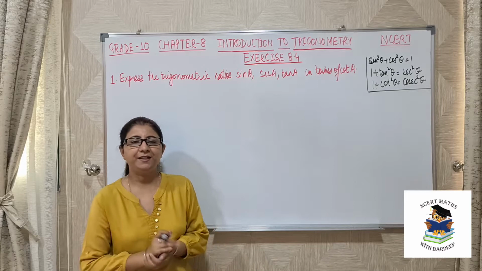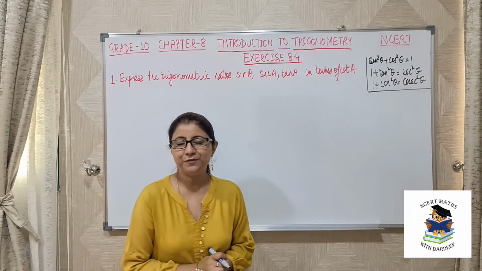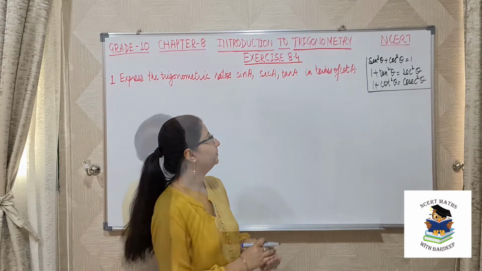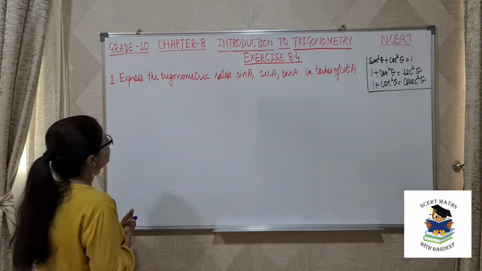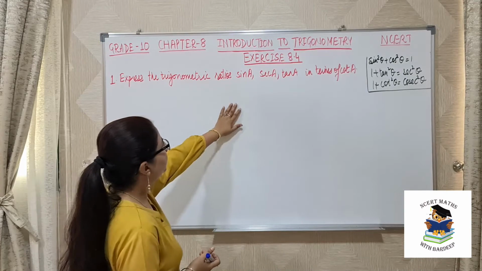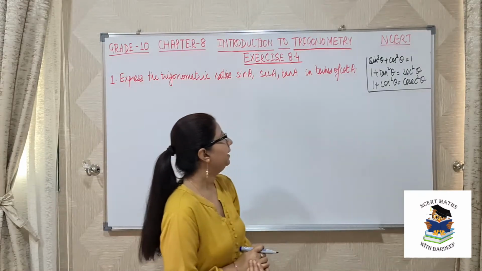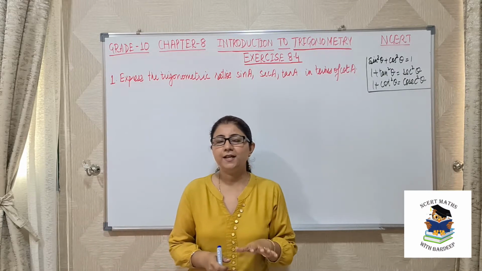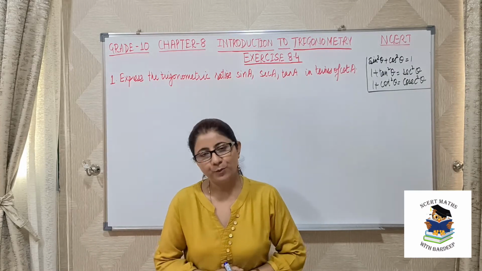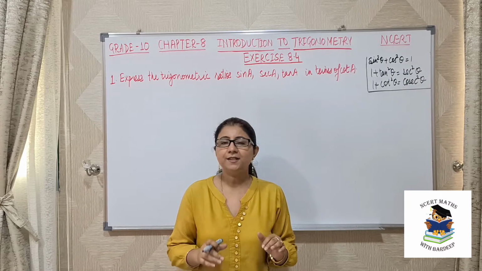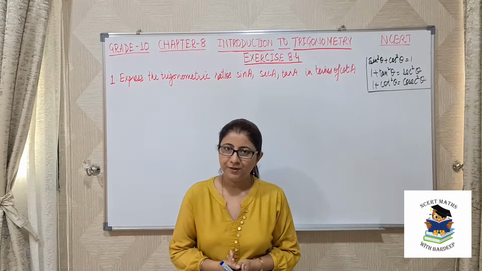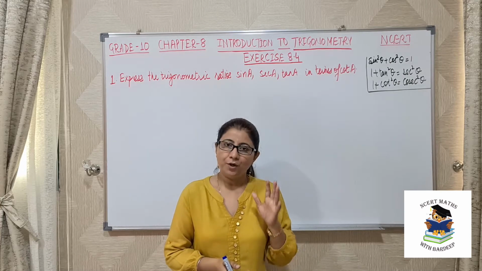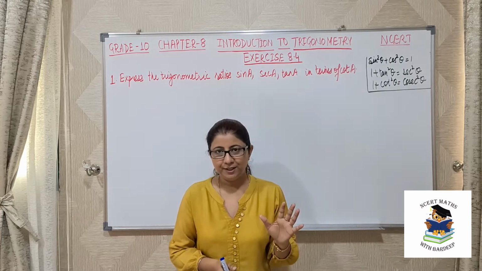Today we are going to start exercise number 8.4 of chapter 8, that is Introduction to Trigonometry of grade 10. So our first question is: express the trigonometric ratios sine A, secant A and tan A in terms of cot A. First of all, this exercise is very important from examination viewpoint. In this exercise, we will be using our trigonometric identities. As I have already explained in the introduction videos, for detailed explanation you can refer to that video.